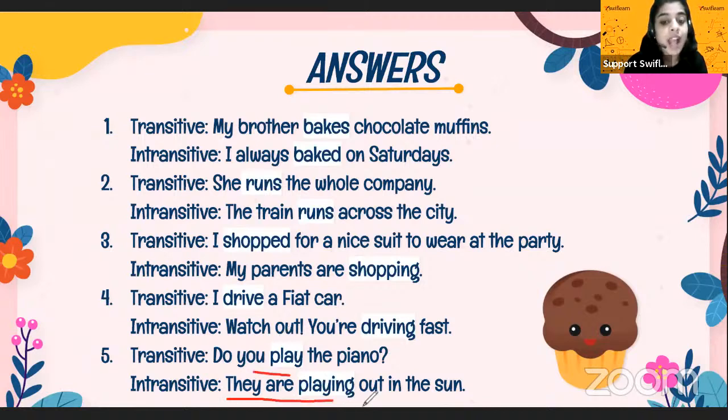They are playing out in the sun. I'm not getting the answer to what they are playing. I'm getting the answer to where they are playing. All right. So I only need the answer to what, not where. So these were the examples to help you understand the difference between transitive and intransitive verbs clearly.